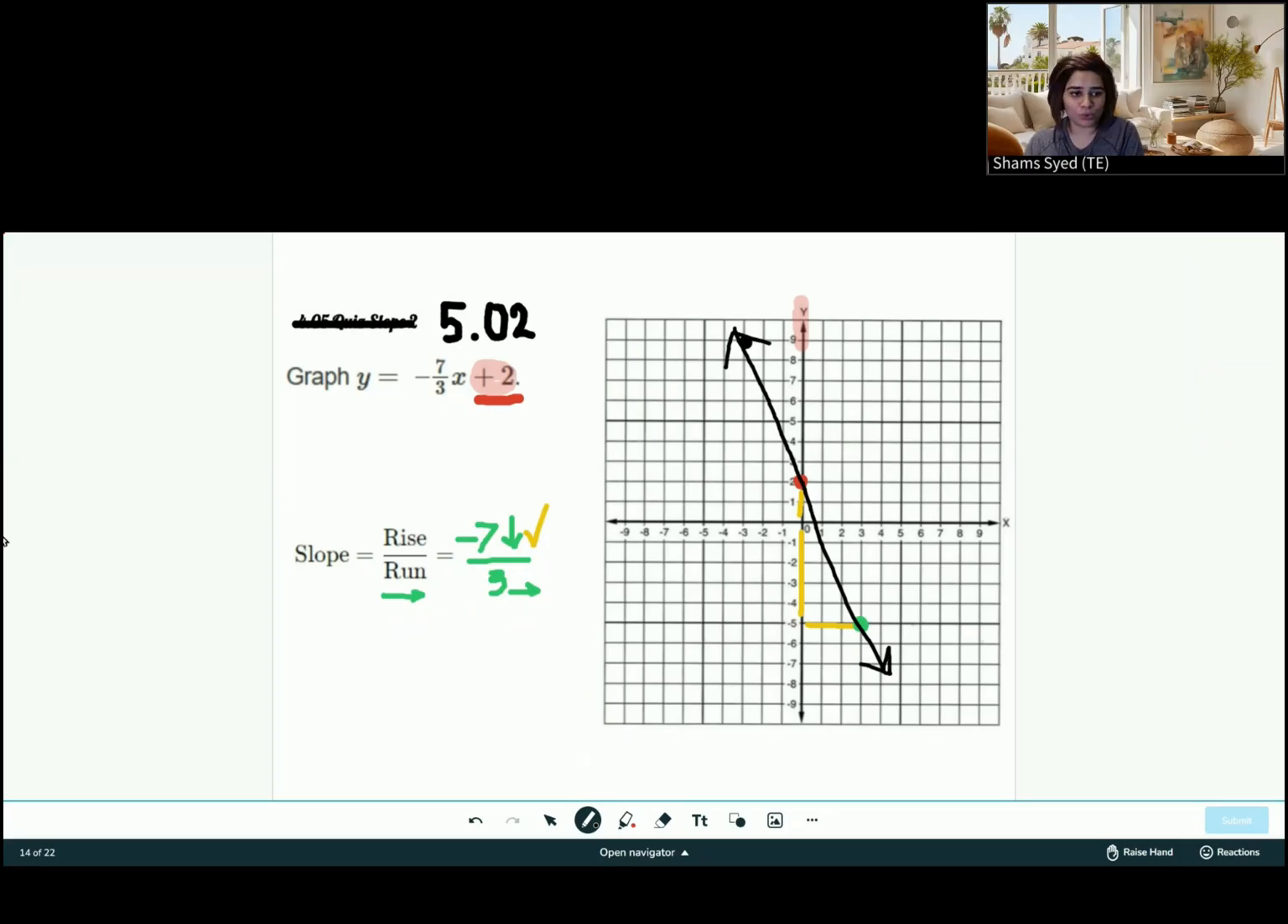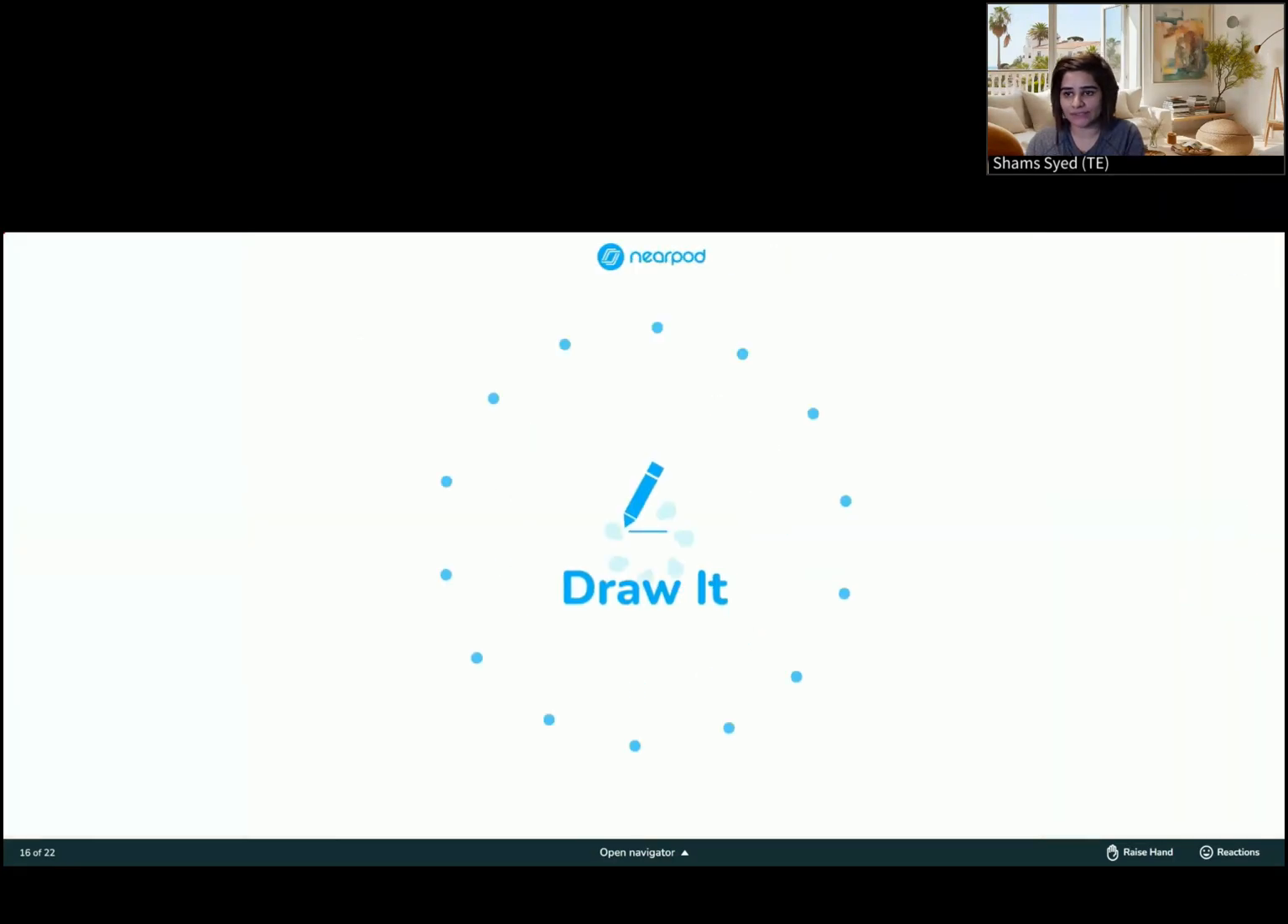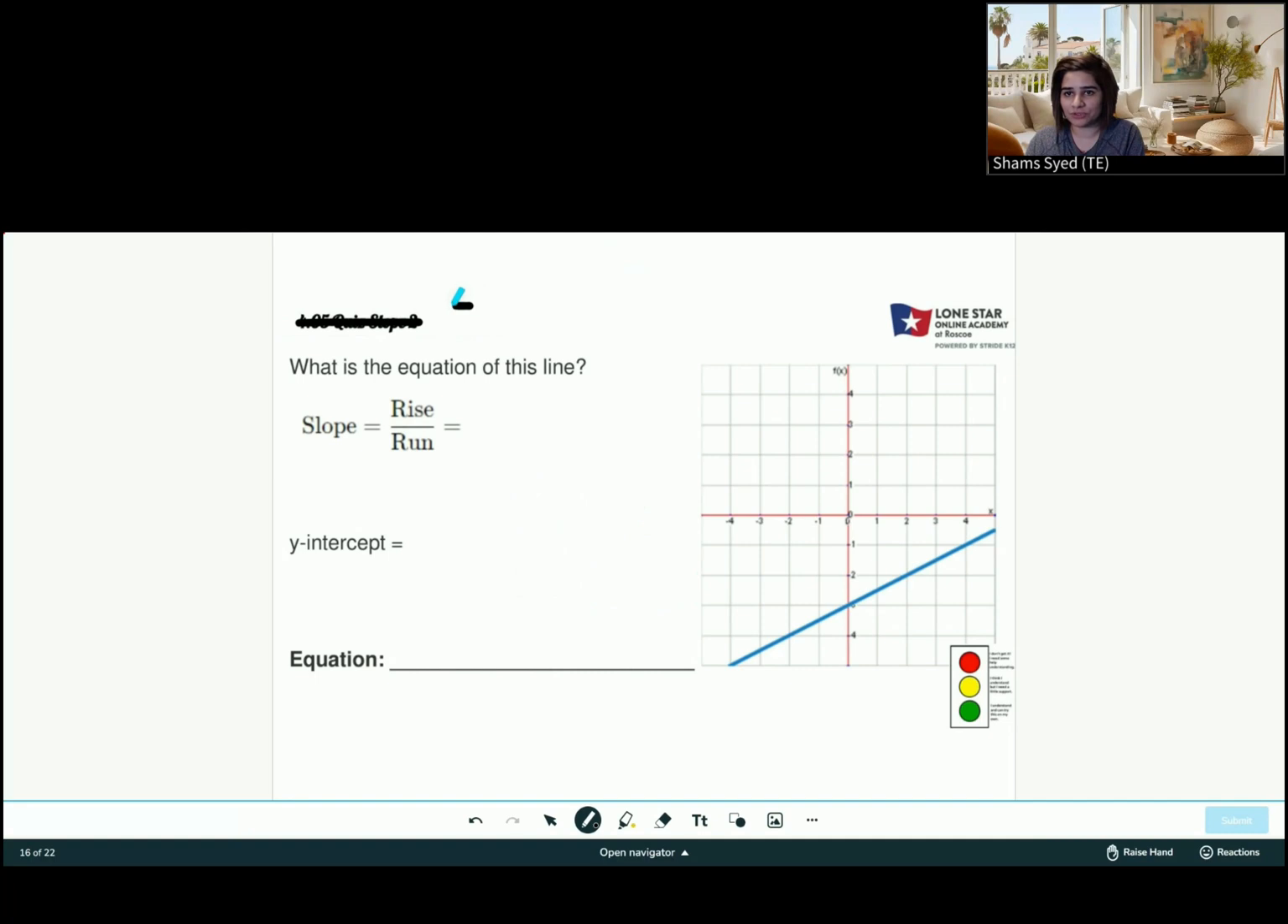Question 4. Quiz 5.02, question 4, variety 1. Okay. This, we are writing an equation.